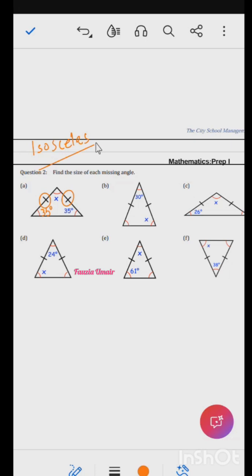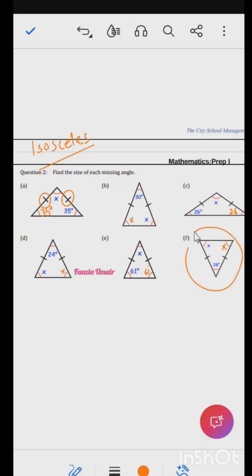Now tell me what would be this angle, will it be x or 30 in the B part? Very good. What would be this angle? Ma'am, 26. Very good. What would be this angle? X. What would be this angle? 61. Very good. So you have this concept. What would be this angle? X. Very good. So now let's quickly solve this one.